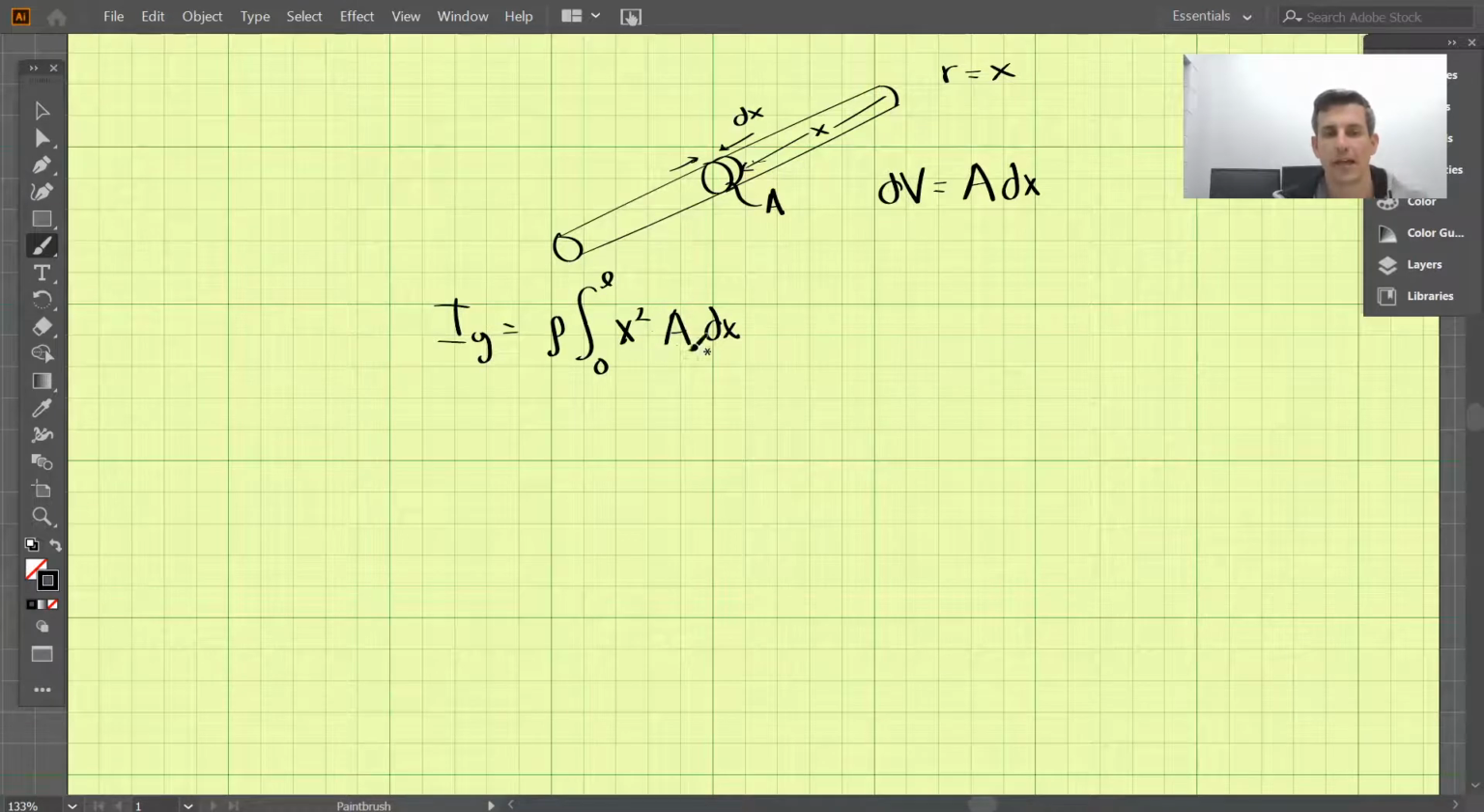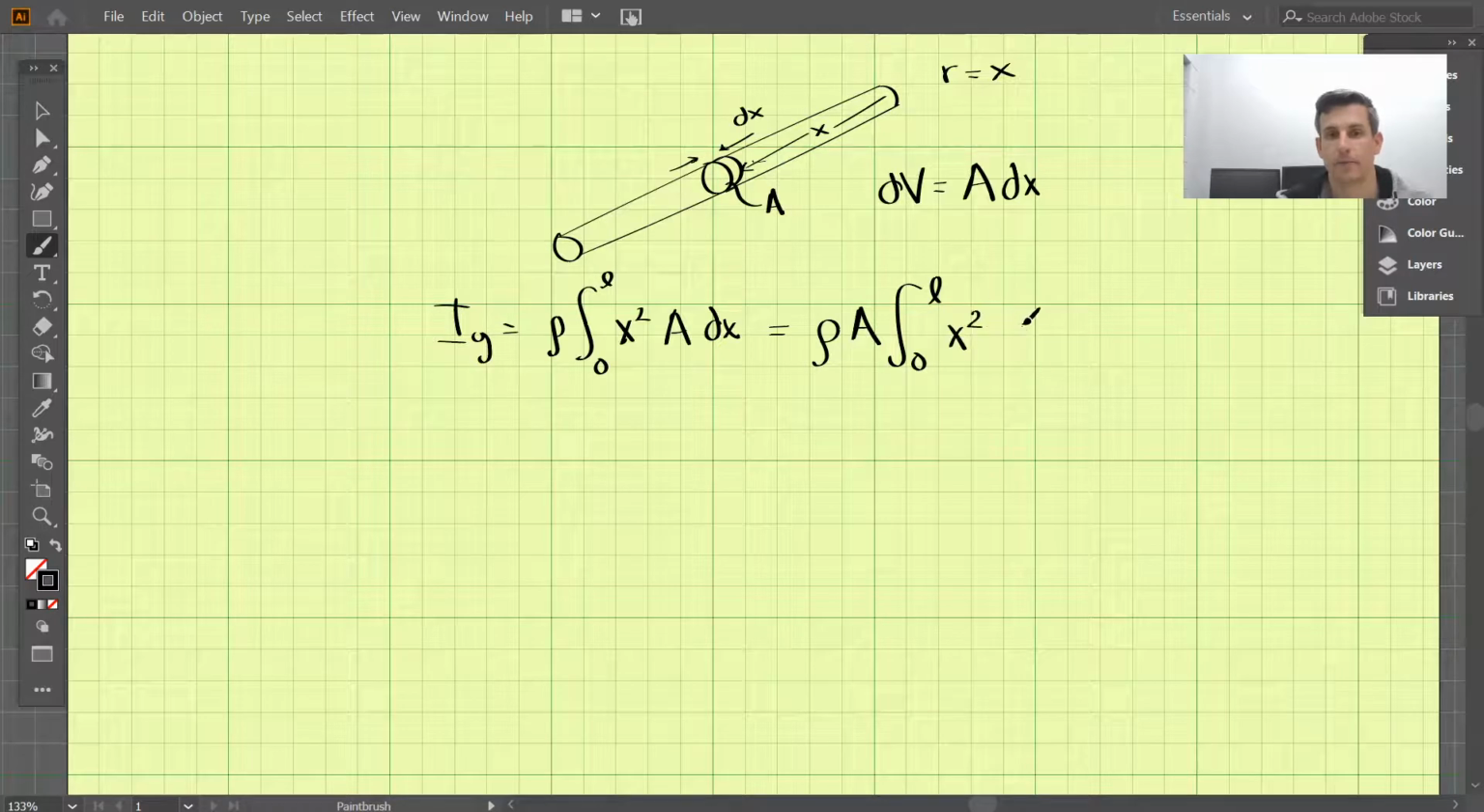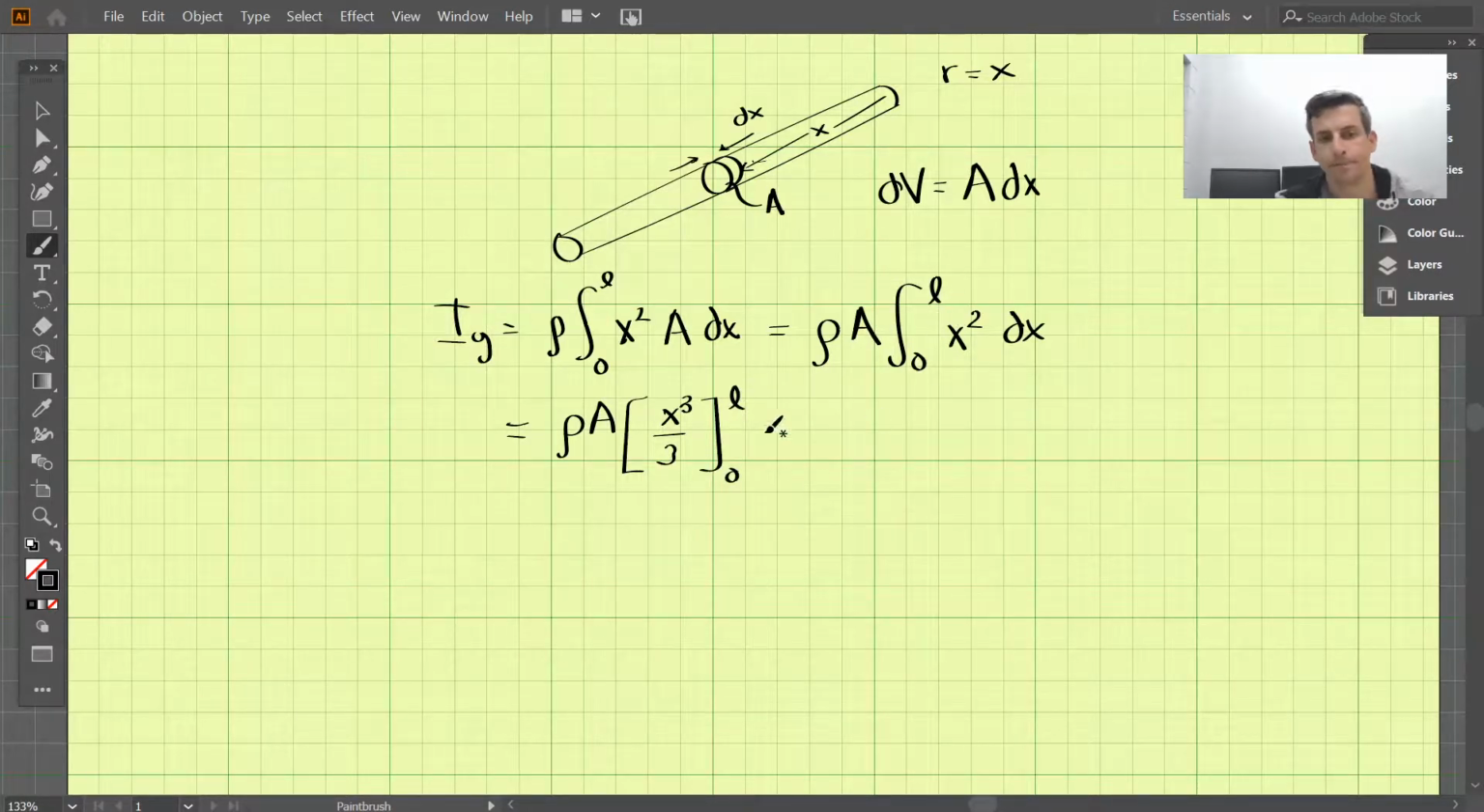All right, we know that A is a constant, so we can pull that out along with our rho. So we have rho A times the integral from 0 to L of x squared dx. Now performing that integration, integrating with respect to x gives x cubed over 3, and we evaluate that from 0 to L, our bounds here. So that comes out to rho A L cubed over 3.